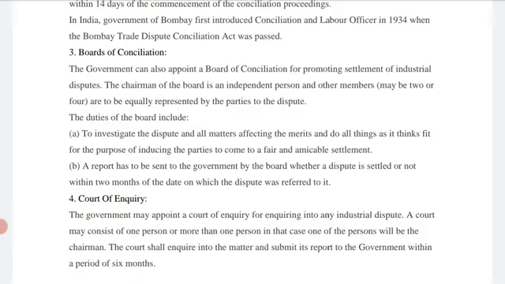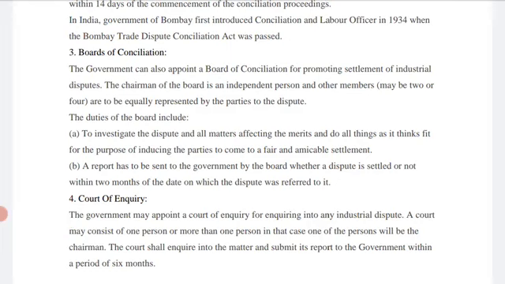Whether it is not settled, then also they are supposed to report it to the government within 2 months of the date on which the dispute was referred to it. Okay, then the court of inquiry.